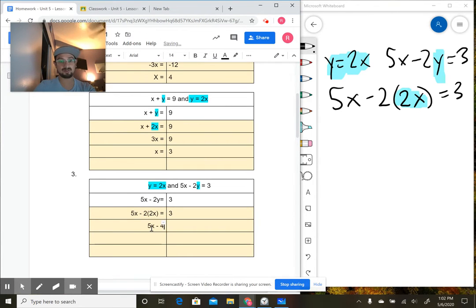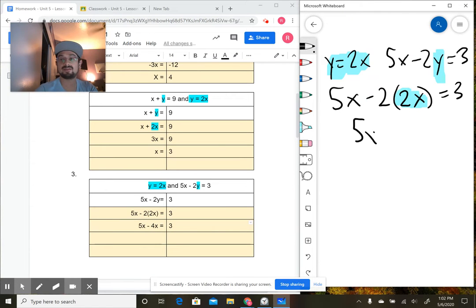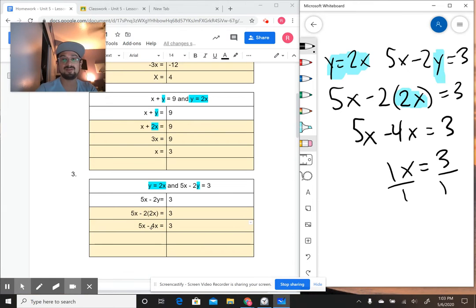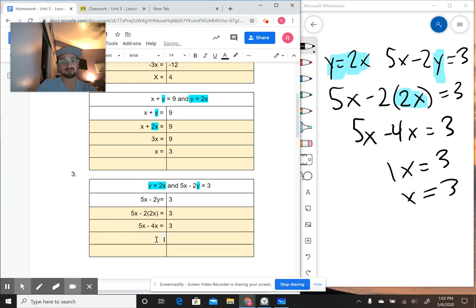5x minus 4x is equal to 3. 5x minus 4x is 1x. Remember, that's just 1, so you don't need to divide by 1. 1x just means x. So 1x is just x. So x equals 3 in this one. So don't put 1x. And x represents the number 1 by itself.